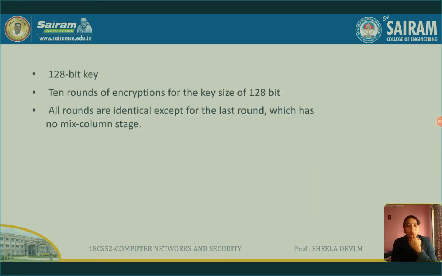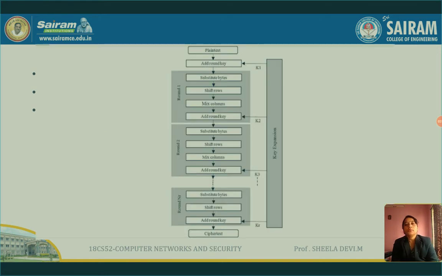So in this session, we are going to use the algorithm which is going to use a 128-bit key and has 10 rounds, and the length of the data input block will also be 128-bit. All rounds are identical except for the last round, which has no mix columns stage. For all the rounds, we will be having the 4 processes. Only in the last round, that is the 10th round, will not have the mix columns stage. Okay, now we'll see the diagram.